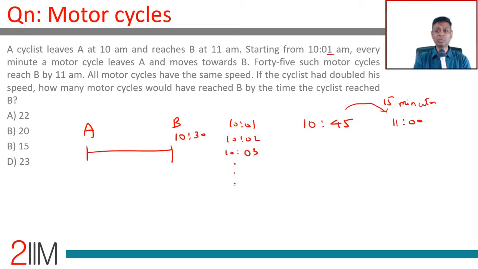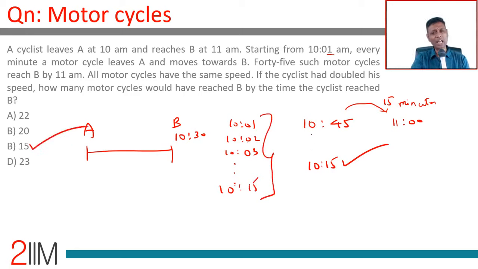Right? So now think about this. Motorcycles starting at 10:15 can reach. The one that starts at 10:16 cannot reach. So we start at 10:01, 10:02, 10:03, all the way till 10:15. All of these will reach, but not anything that started after that, so 15 motorcycles will reach. This is more a logical reasoning, simple numerical puzzle than a speed time distance question.